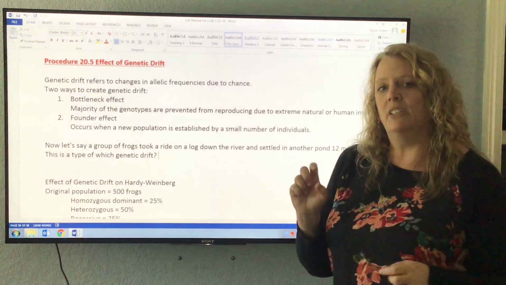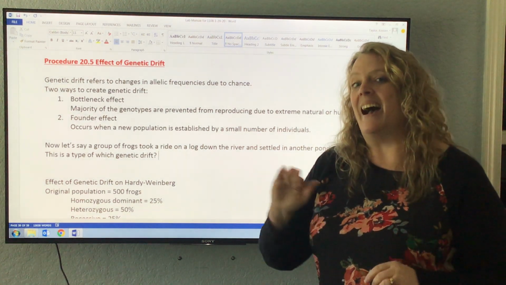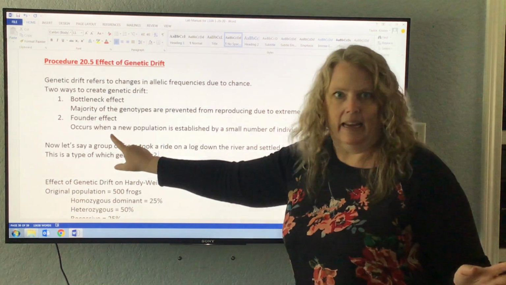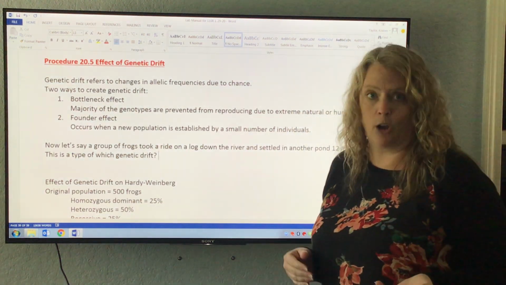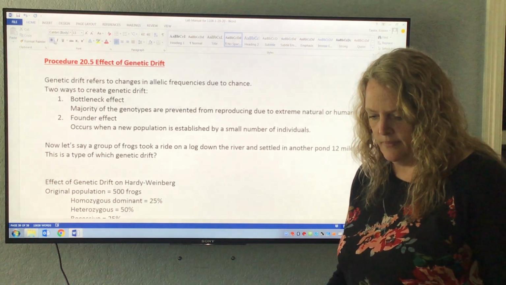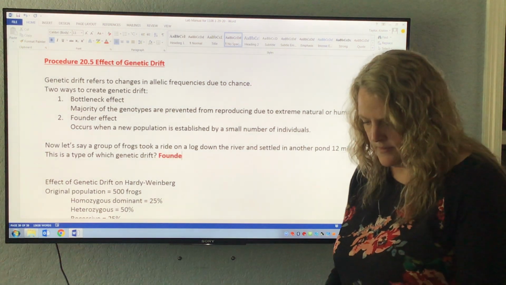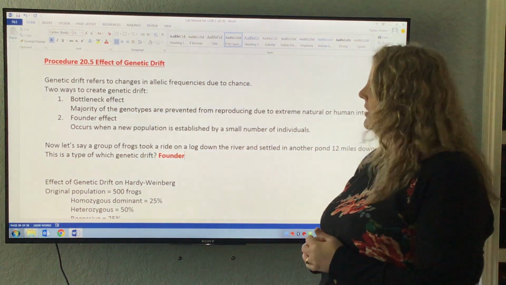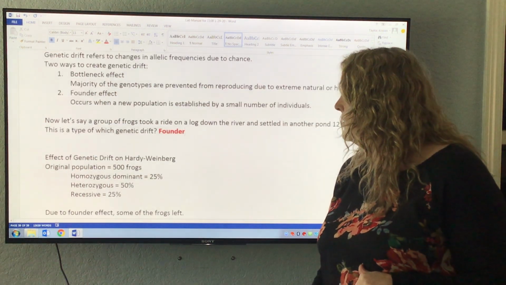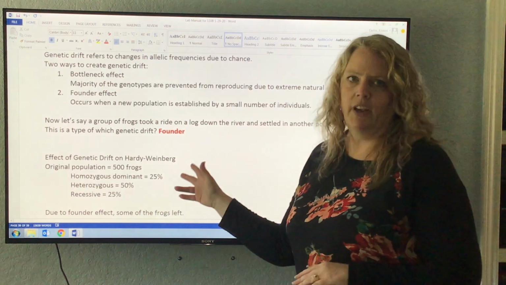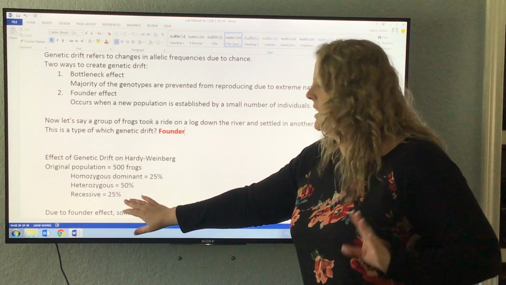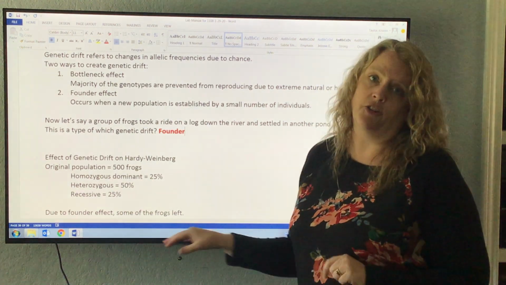Remember, the key word to look for is death. If members died, that means bottleneck. If nobody died, it was just separated, that's founder. So the answer to this would be founder effect, okay? All right, so let's go back to the Hardy-Weinberg. So we were looking at the frogs, and of course you have to have your baseline, and we got 25%, 50%, and 25% for the three different genotypes.